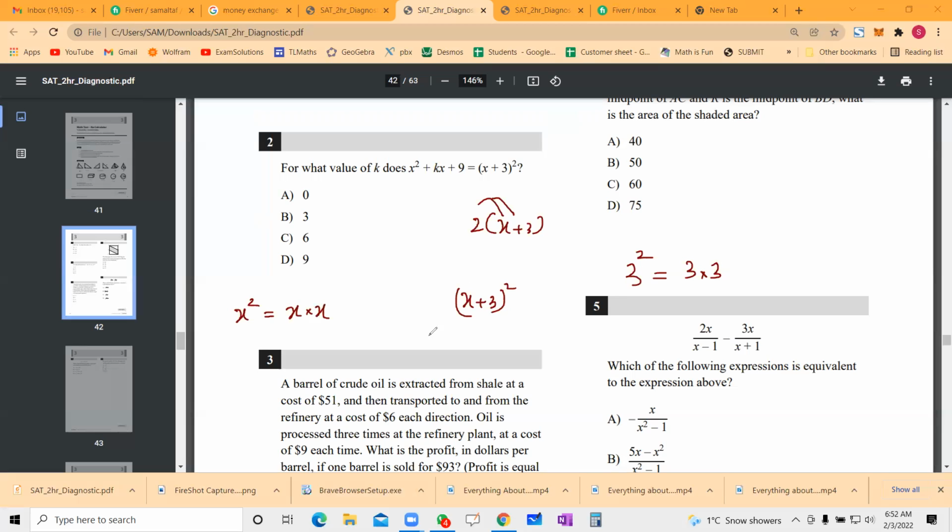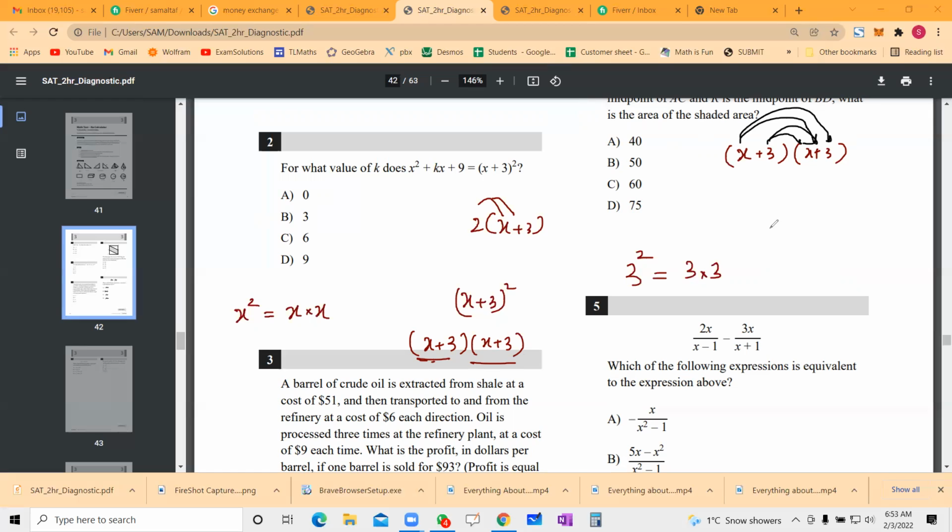X times x. In the same way, x plus 3 whole squared will be x plus 3 times x plus 3. Exactly. So the square is on x plus 3, so that means it is to be multiplied 2 times. So x plus 3 times x plus 3, and you need to solve it, right? Can you solve it? Can you distribute it now?